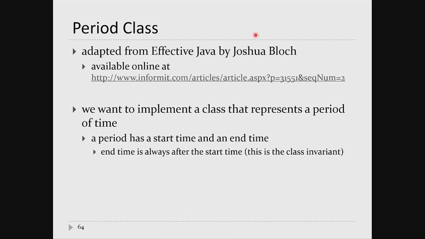So there's this class that's described, which you can get to online, or if you've looked at the book that the library has, it's item number 10, I think. In the book, the author describes this class that represents a period of time. You might be writing a calendar application where you want to schedule events for people. So you could create a period class. The period class has a start time and an end time. If you're writing a calendaring application, it's pretty important that the end time is always after the start time. So every period object has this invariant.